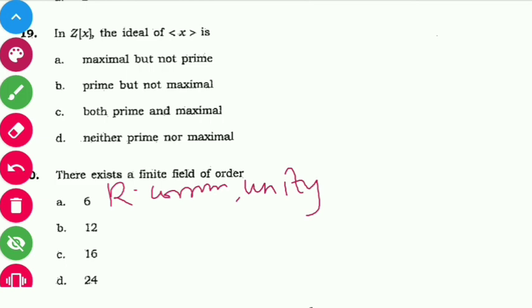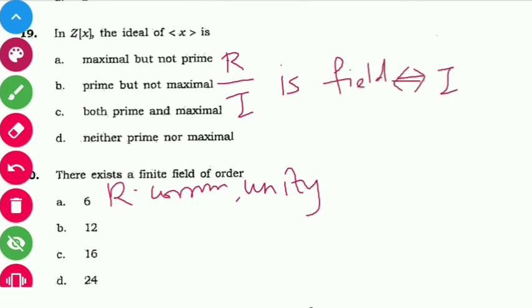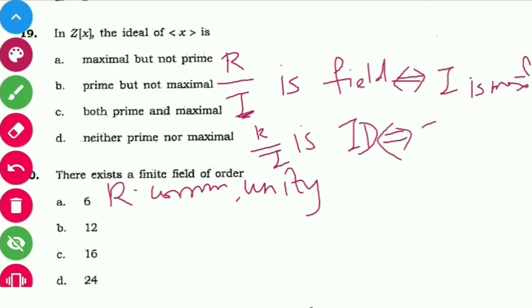then in this ring these two results follow. This R by I, where this I is an ideal of R, is a field if and only if this ideal I is maximal. ठीक है, this I is maximal, and R by I is an integral domain if and only if this I is a prime ideal. ठीक है, इतना ही रिजल्ट याद रखो, आपको ऐसे टाइप के सारे क्वेश्चन सॉल्व करने को आएंगे.